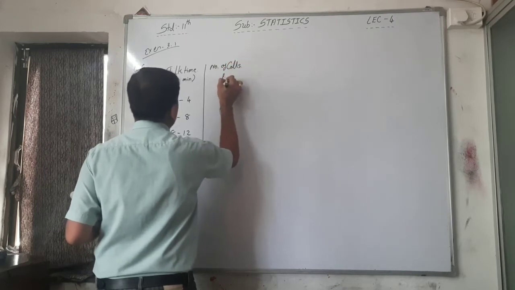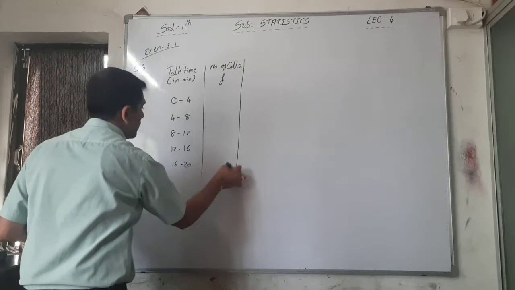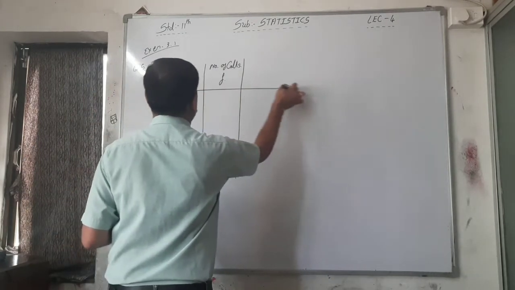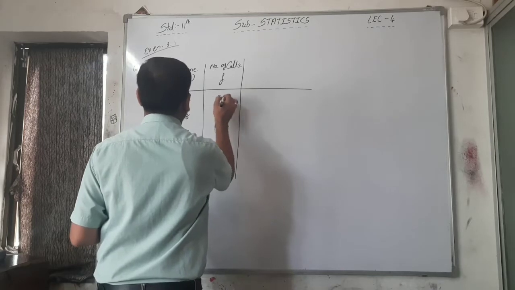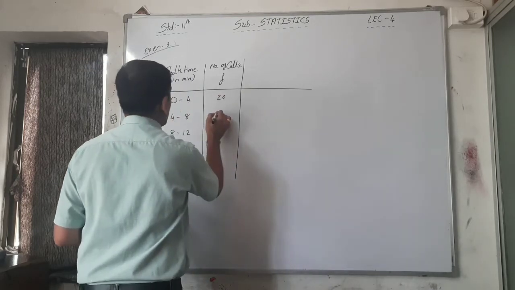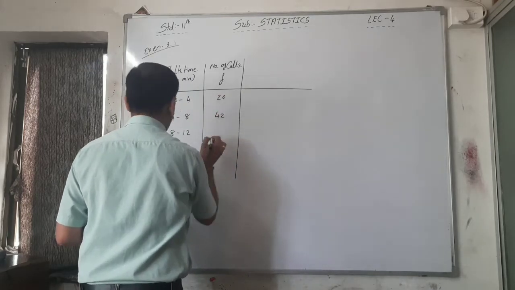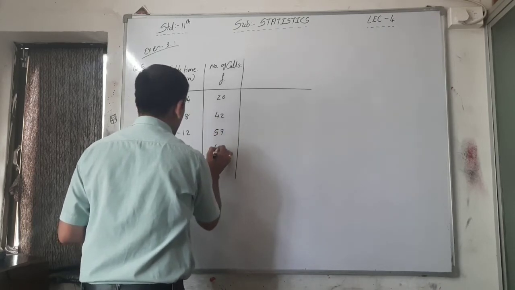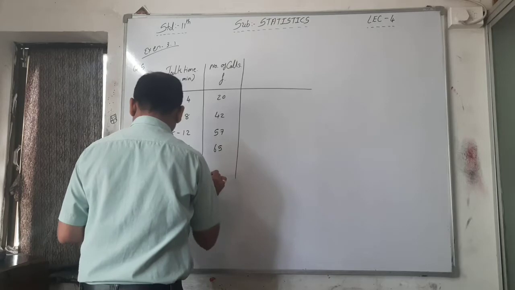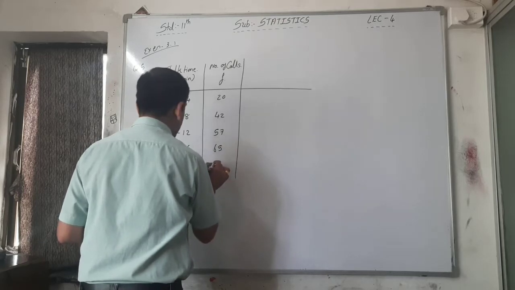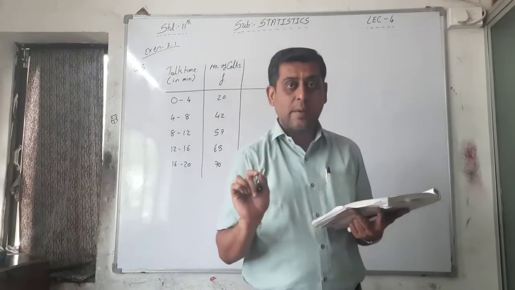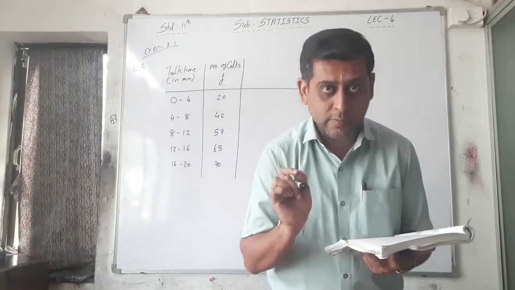That is your frequency: 20, then 42, then 57, then 65, and then 70. I am writing what looks like the correct frequency.